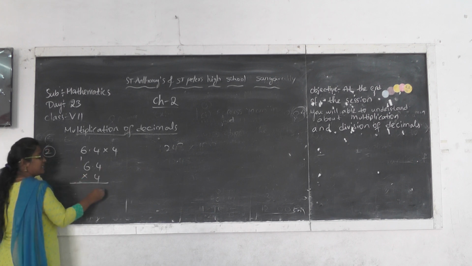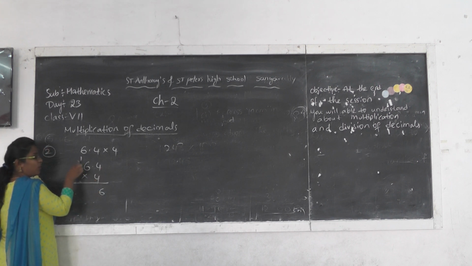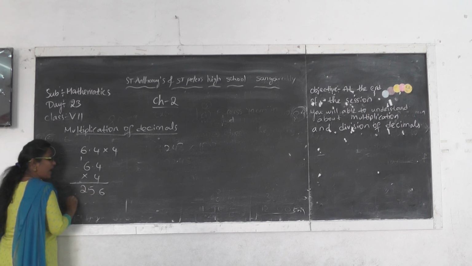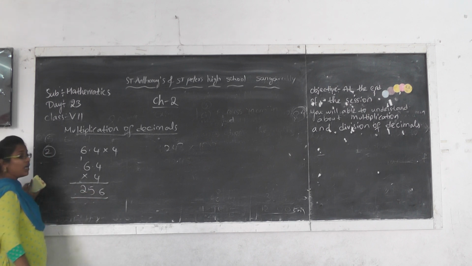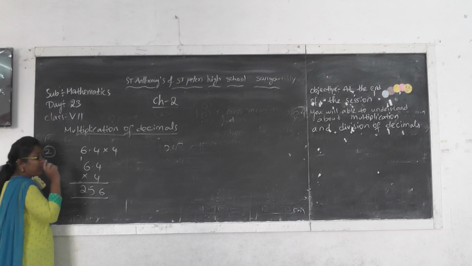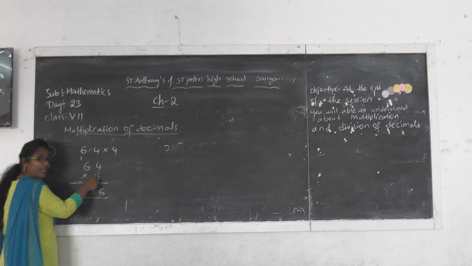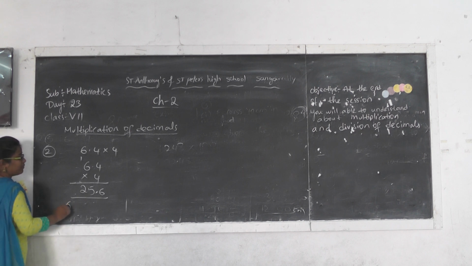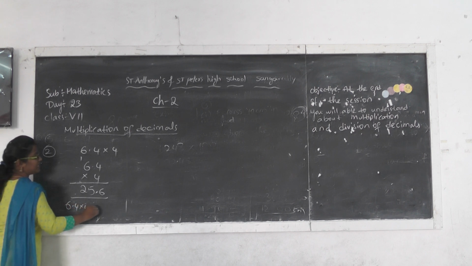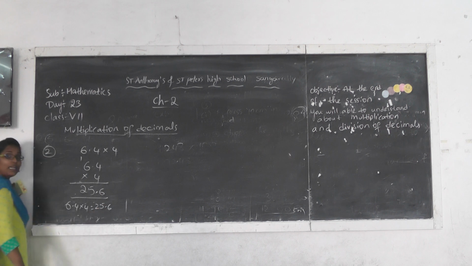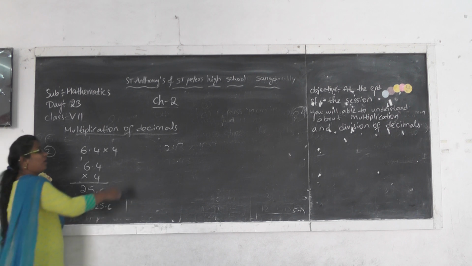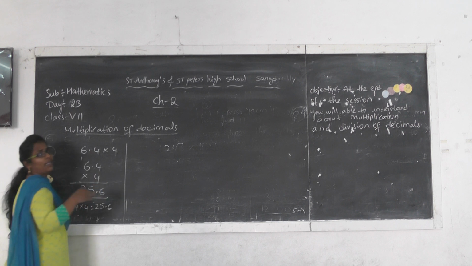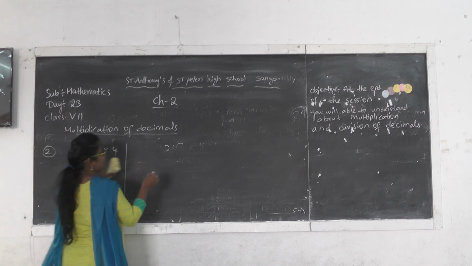4 4s are 16, 4 6s are 24 plus 1, 25. So after doing the product, observe how many digits are there in the decimal part? Only one digit, because in the first number itself we had only one digit after the point. So we have to keep the point after one digit. So what is the product of 6.4 into 4? It is nothing but 25.6. Clear? So now next, how to multiply a decimal number with a decimal number? It is very simple.